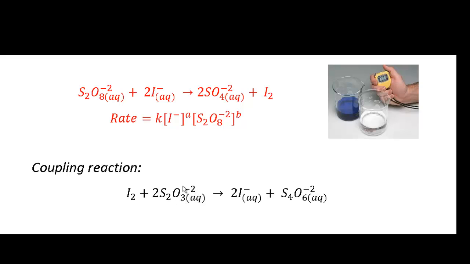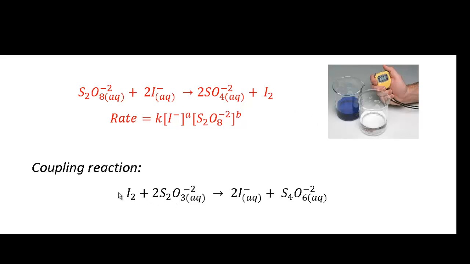Now, the minute all of this thiosulfate S2O3 minus 2 is gone, the I2 builds up, and the I2 will react with the starch in your test tube to produce the blue color. So you see this reaction happens super fast, but by having this coupling reaction, the minute all of this S2O3 is gone, the I2 will build up. The I2 will react with the starch and give you the blue color.